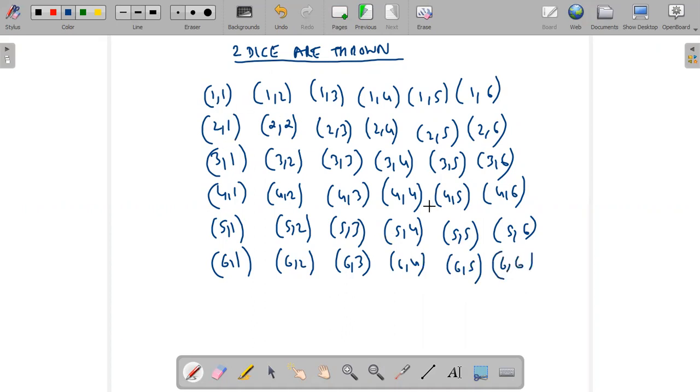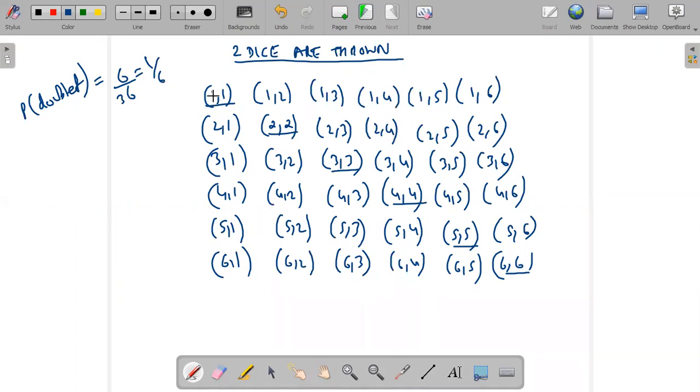Now, although it's not asked here, one favorite question is, what is the probability of getting a doublet? Always remember what a doublet is. Doublet is when both the dice show the same numbers. That means the first dice is showing 1, second is also showing 1. First is showing 2, second is also showing 2. So how many doublets do we have? 1, 2, 3, 4, 5, and 6. So probability of getting a doublet is 6 by 36, that is 1 by 6. Okay, so this can come in the exam.